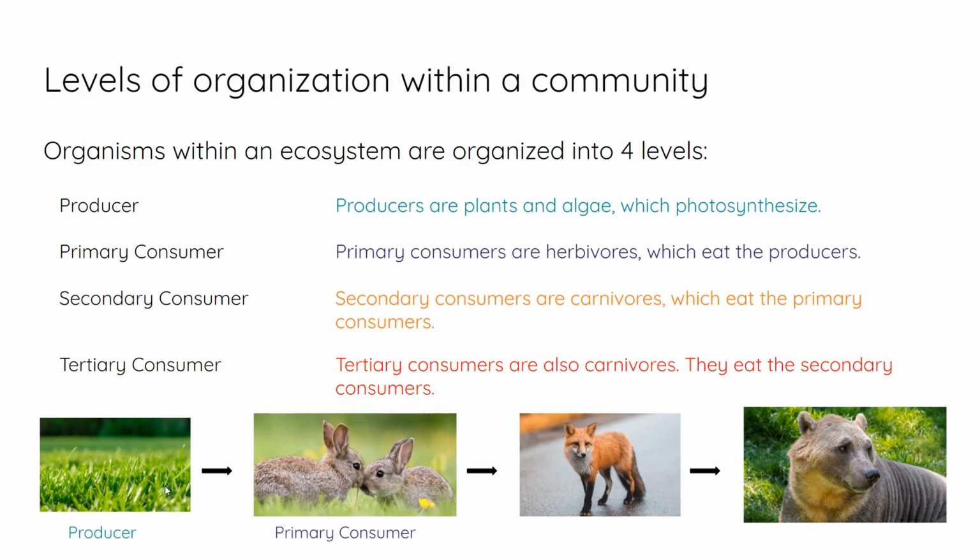Then we have the fox, and the fox is a carnivore also, and these carnivores eat the herbivores, and in this case the fox eats the bunny. That's why it's known as a secondary consumer. Then we have a tertiary consumer. A tertiary consumer is also a carnivore, but they eat the secondary consumer. In this case, it's the bear eating the fox, hence the bear is a tertiary consumer.